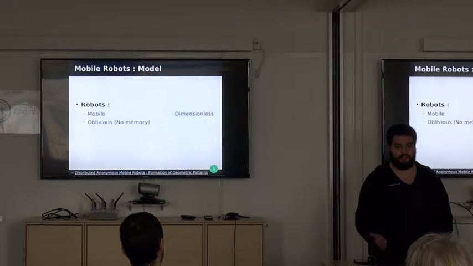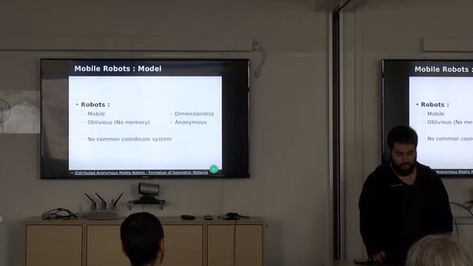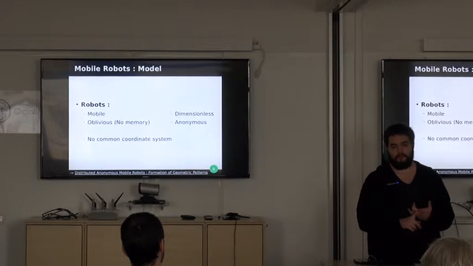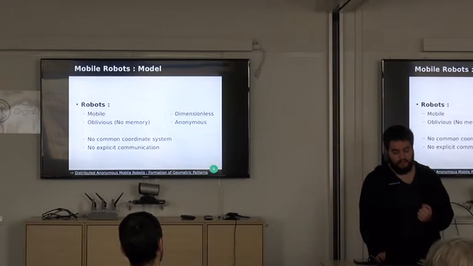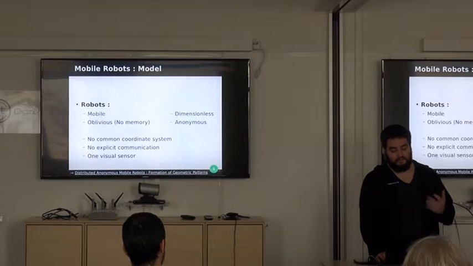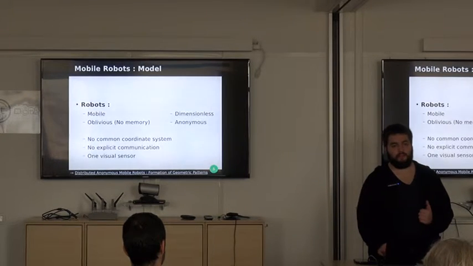They are oblivious, which means that they have no memory of past events. They are anonymous, so they have no distinguishing features, and they all run the same algorithms. They have no common coordinate system, which means that we have no common north, no common left and right system, and no common unit of measure of distance. They have no explicit way of communicating between each other, so no message passing or things like that. And the only sensor they have is a visual sensor that allows them to see where the other robots are.